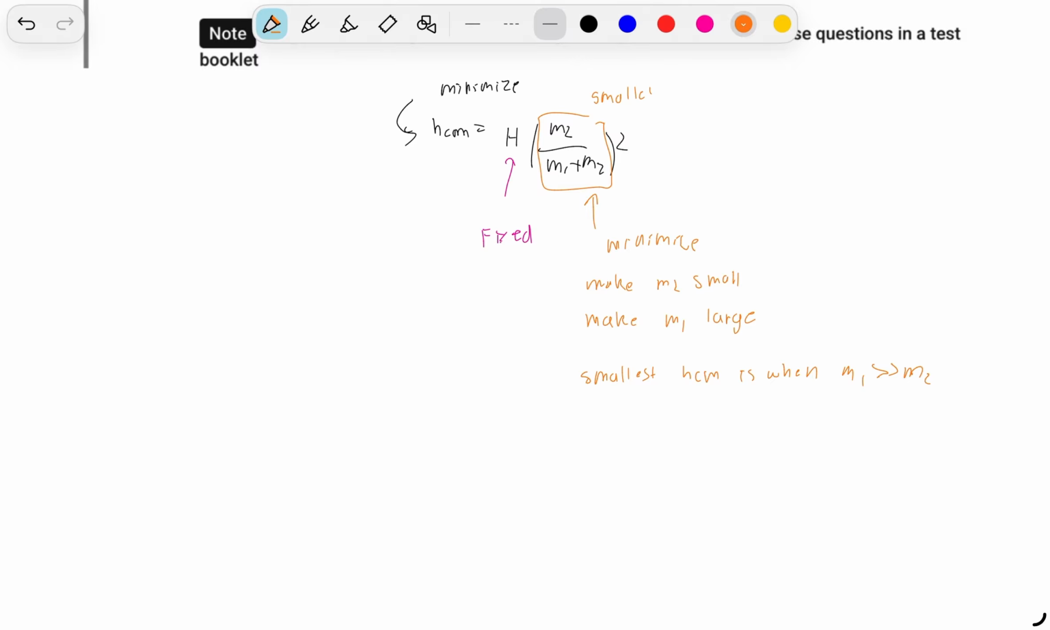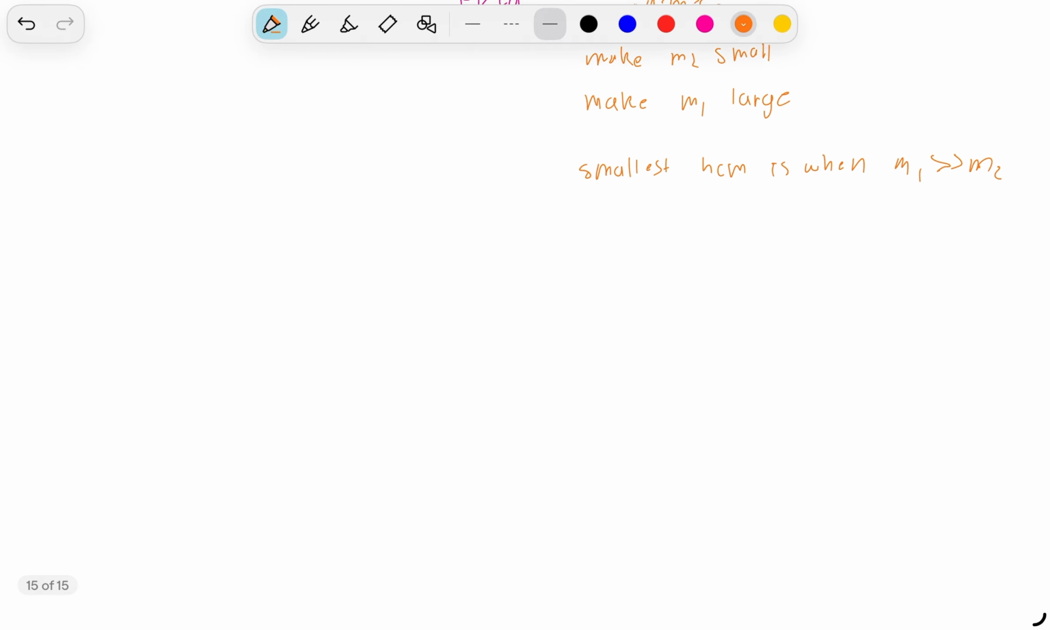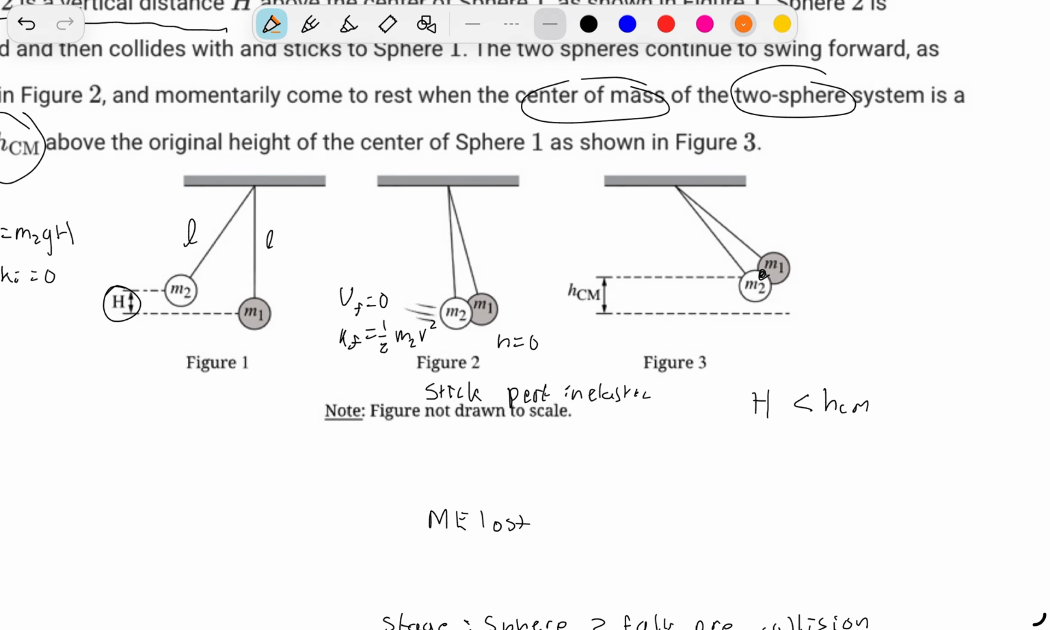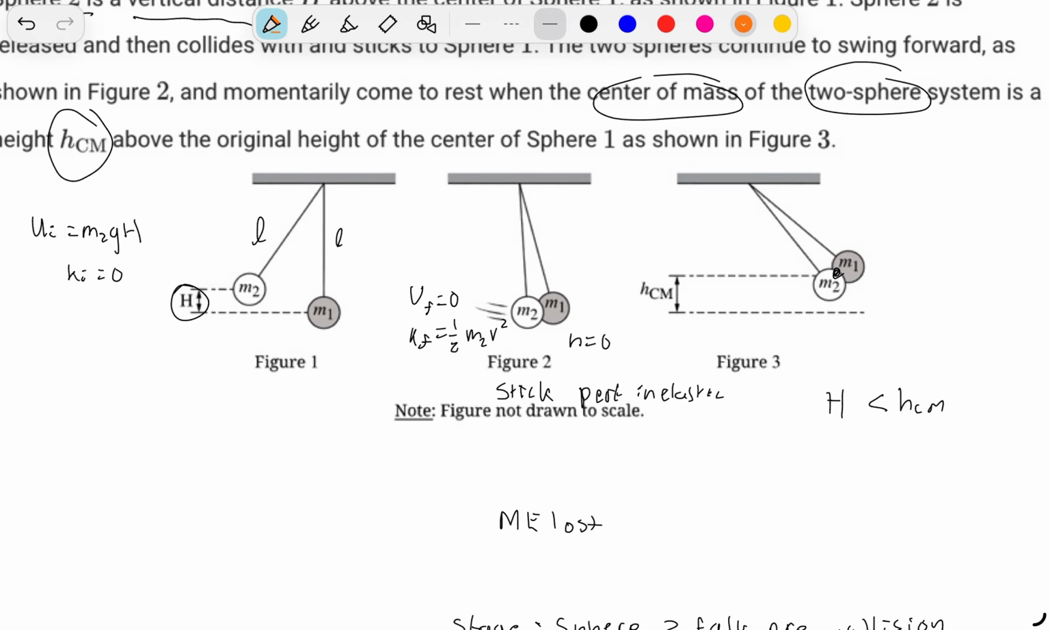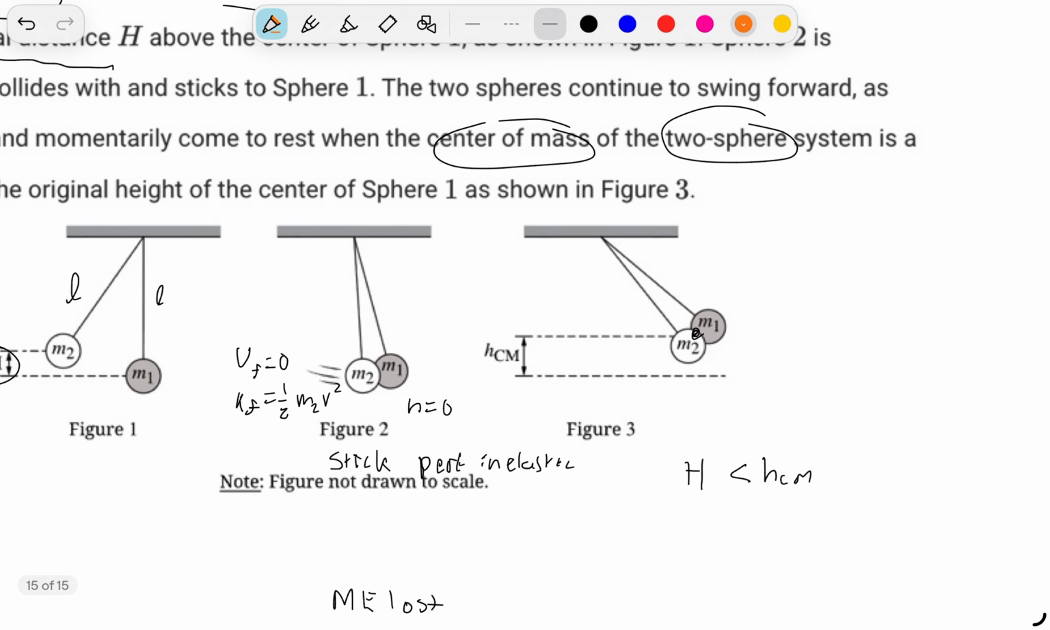And then that's going to make our h center of mass smaller once you square that smaller number and you multiply it by a fixed h. So the reason is because we have that our sphere 2 is going to be a moving sphere. But if it is much less massive relative to 1, then the sticky collision of the combined system is going to move slower. So it only rises a smaller height.